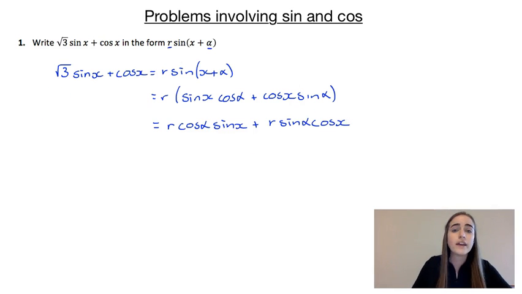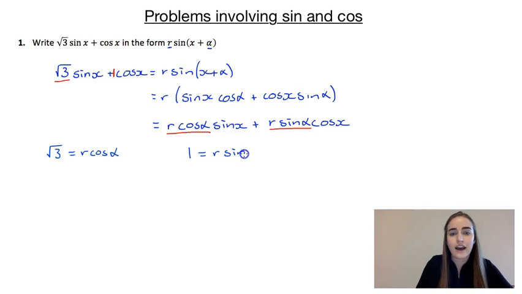And now I can equate coefficients on both sides of that equation. So here I've got my sine x term and its coefficient is the square root of 3. And here is my sine x term on the right hand side and its coefficient is that r cos alpha. The coefficient of cos x here is just 1 and the coefficient of cos x on this side is my r sine alpha. So if I equate those, I'm going to have the square root of 3 equals r cos alpha and I've got 1 equals r sine alpha.